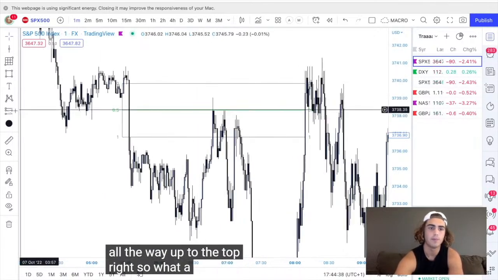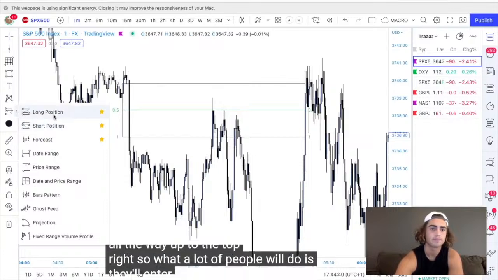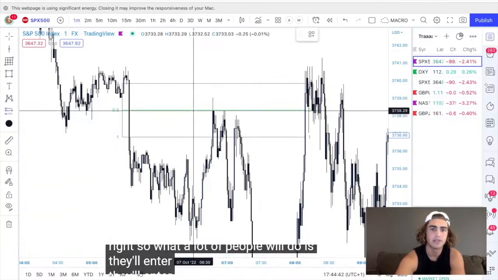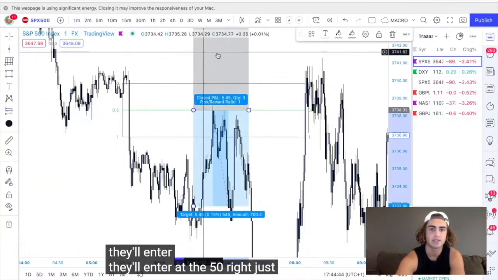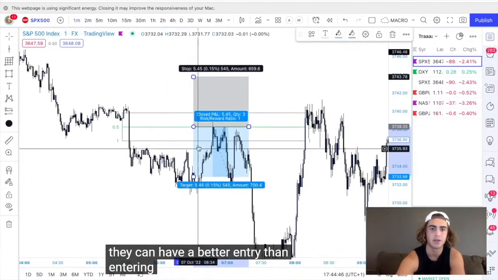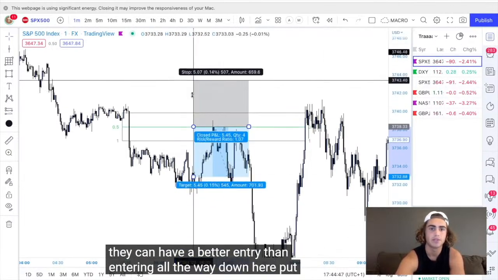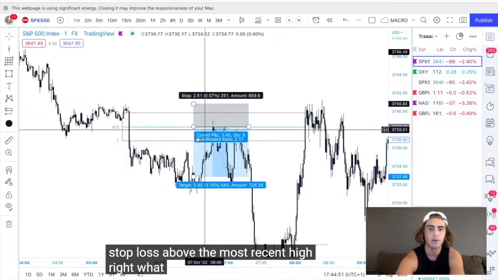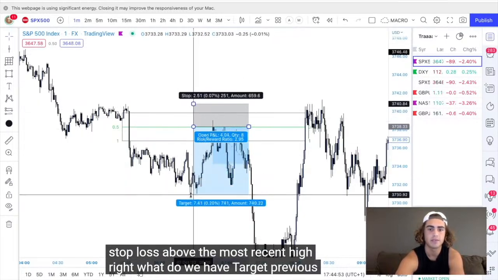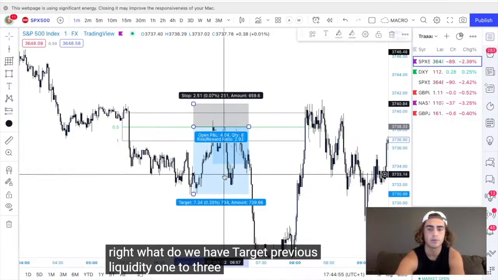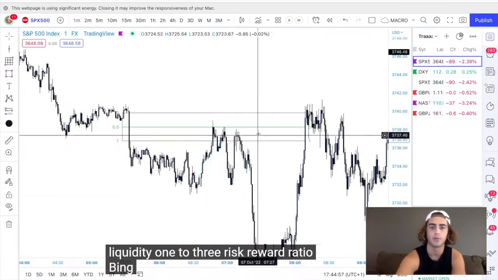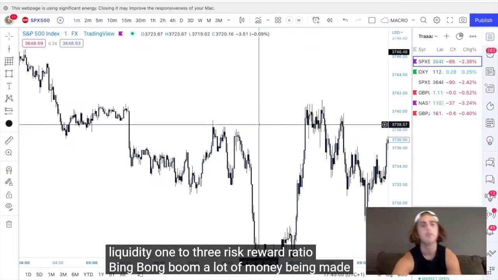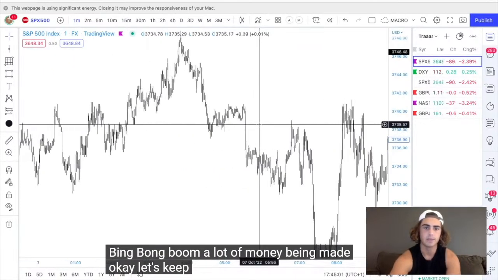So what a lot of people will do is they'll enter at the 50%, right? Just so they can have a better entry than entering all the way down here. Put their stop loss above the most recent high, right? What do we have? Target previous liquidity, 1-to-3 risk to reward ratio, bing bong boom, whole lot of money being made. Okay, let's keep looking, right?